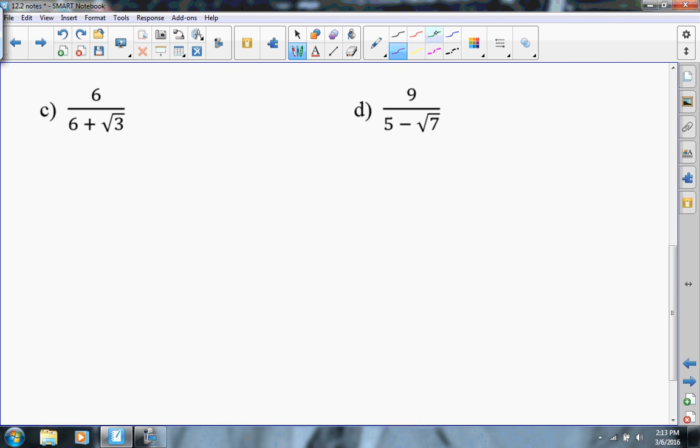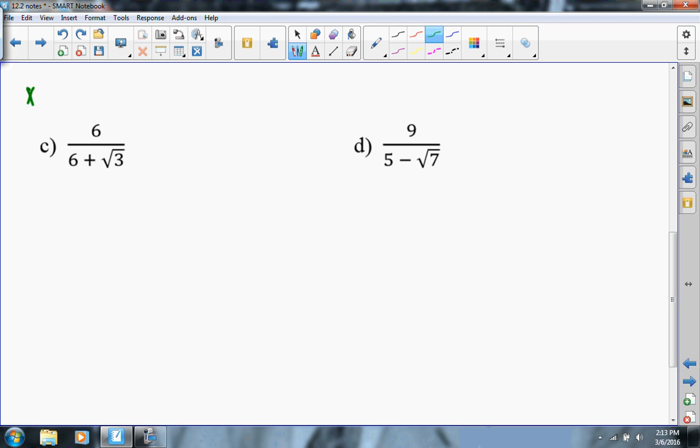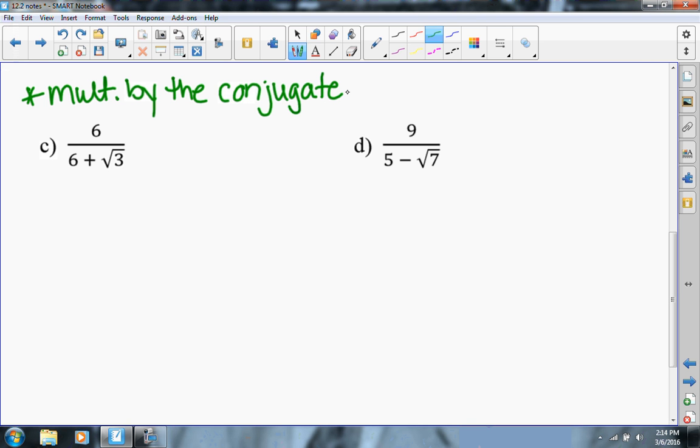Okay, these last two examples, this is where we're going to be doing multiplying by the conjugate. So let me write that up here. We're going to multiply by the conjugate. And you hear conjugate a lot when you're dealing with other languages like Spanish or French. You're going to conjugate your verbs. This is a slightly different meaning, okay? And remember, like I said before, the conjugate is going to be the same binomial that has the radical in it, except you're going to change the sign.